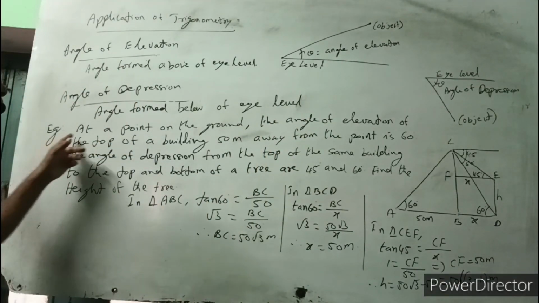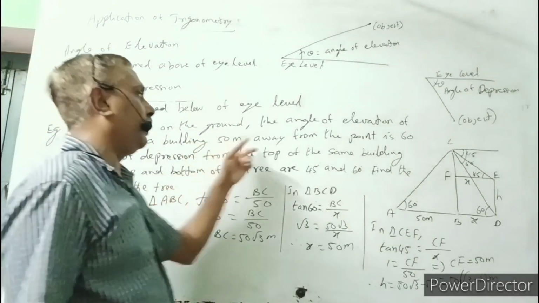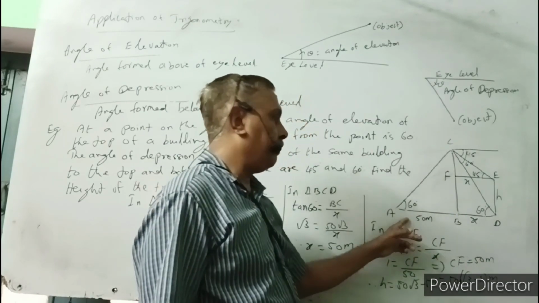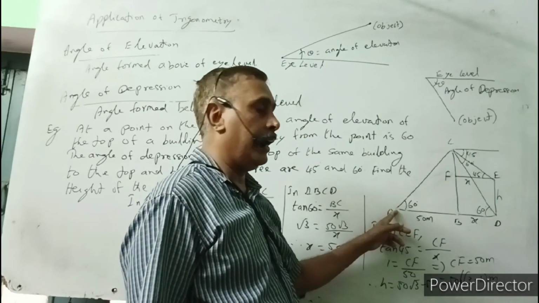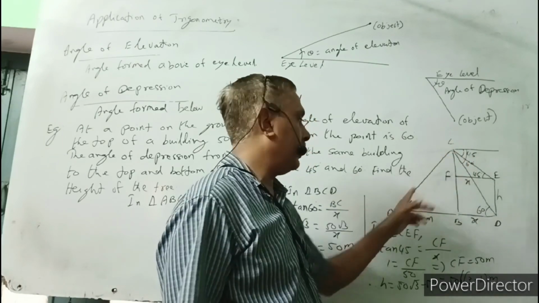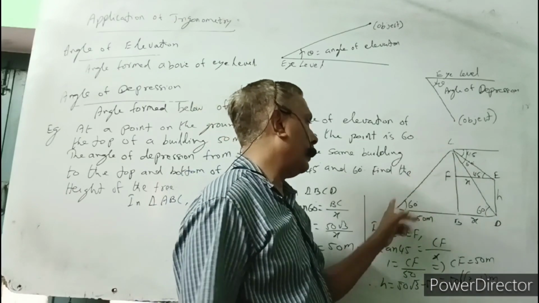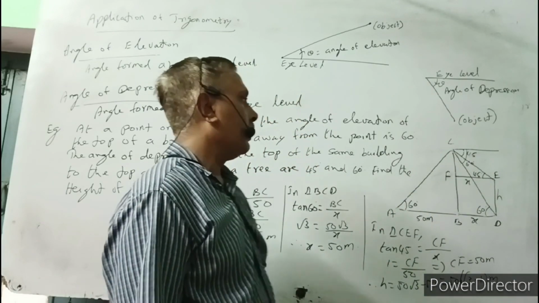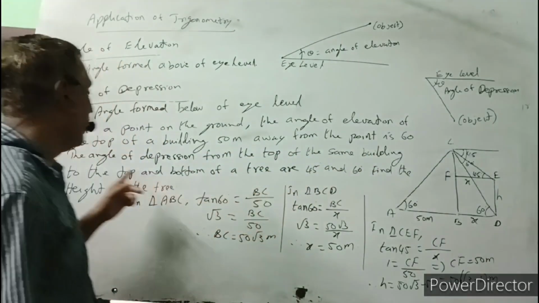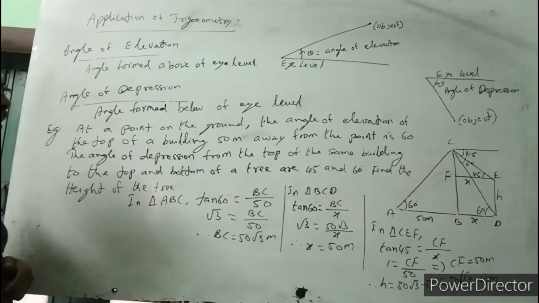So a question is written: at a point on the ground, the angle of elevation of the top of a building 50 meter away from the point is 60 degree. Means a building is there 50 meter away on the ground. The angle of elevation of the top of the building is 60 degrees. So elevation is used. That is why this angle A is 60 degree. Then again the angle of depression from the top of the same building to the top and bottom of a tree are 45 degree and 60 degree.